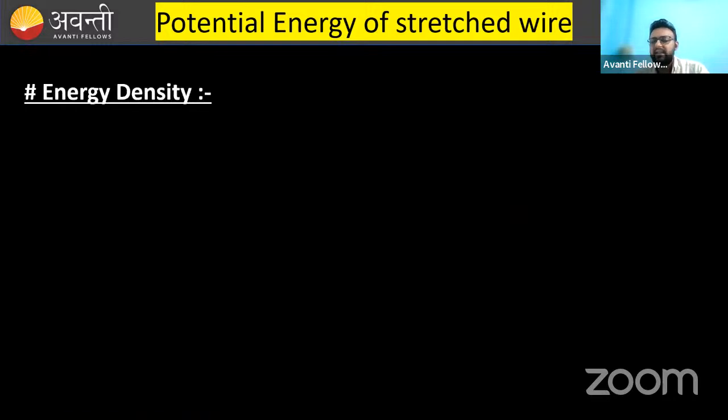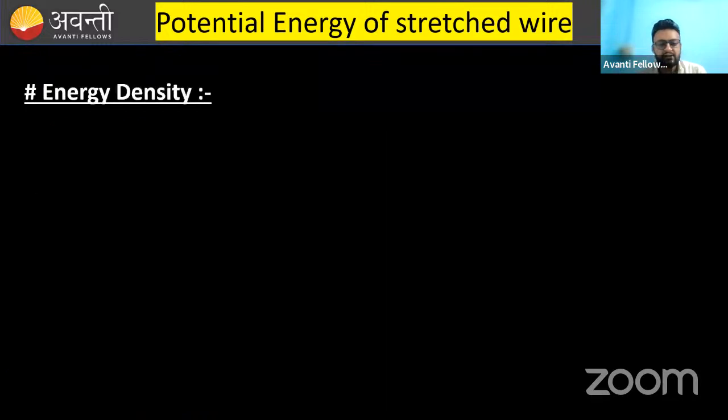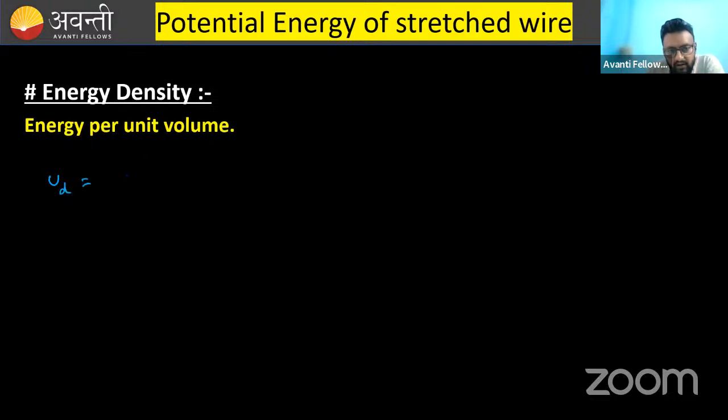What is energy density? This is again a simple term. You will learn these things quite many times. Energy density is what? Energy stored in the wire per unit volume. This is the total energy stored in the wire. Then what is the energy stored in the unit volume? That is called energy density. So energy density is energy per unit volume.